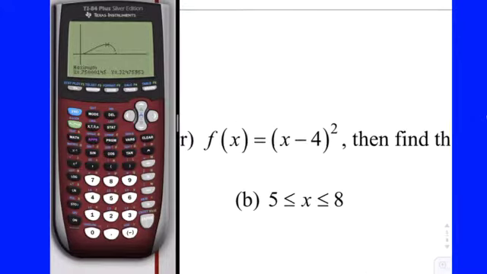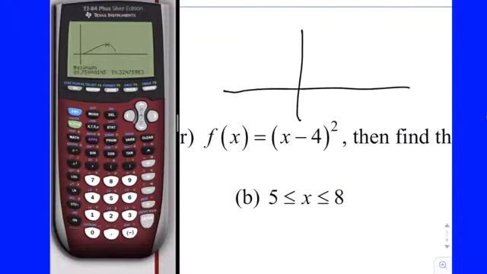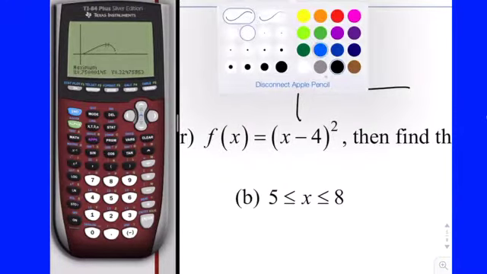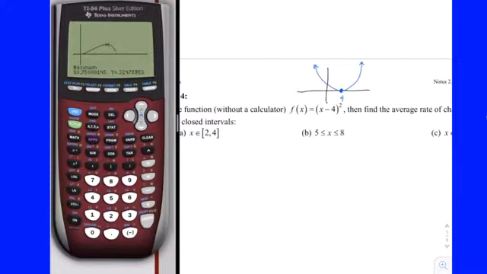All right, so let's sketch it first. What's the parent function here? X squared. And what does the minus 4 do to it? Moves it right 4. So the vertex was at 0, 0. Now it's at 4, 0. And it's going to open up this way, and then it's going to open up that way. It has symmetry through that vertical line, through the vertex. All right, so that's enough to get an idea of what we're doing.